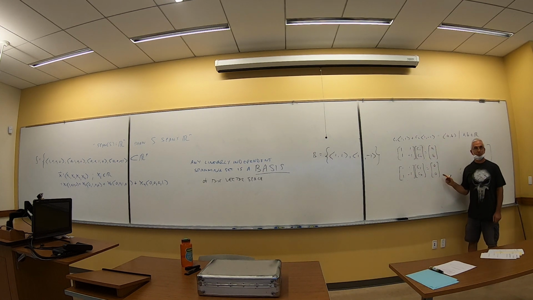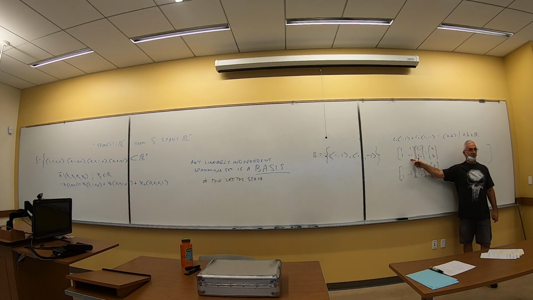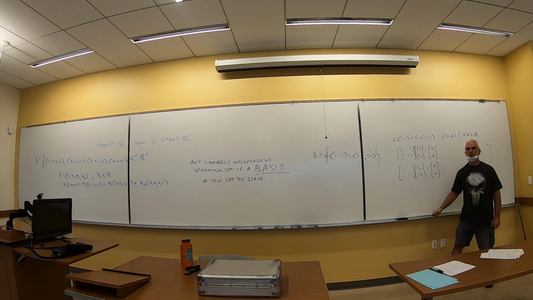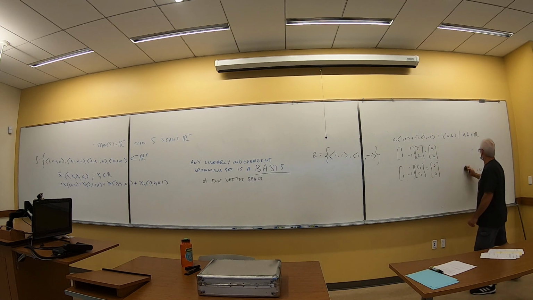This has only the trivial solution if and only if the coefficient matrix is invertible, if and only if it's row equivalent to the identity matrix, if and only if it can be written as a product of elementary matrices. Probably more useful: if and only if the determinant is not zero. I'm going to go with the determinant. Okay?